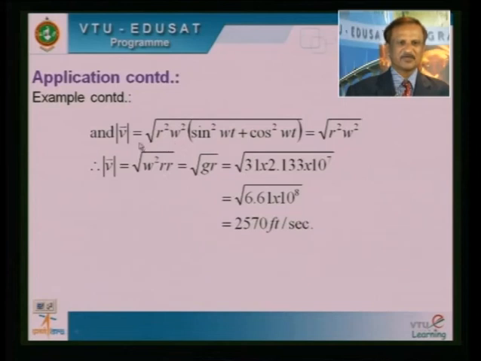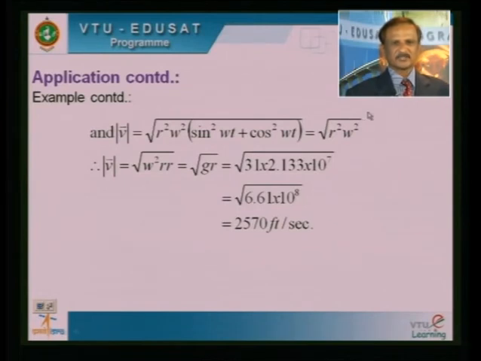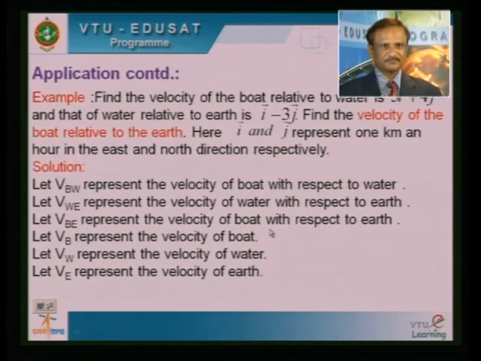Then you can calculate the magnitude of V. As I have mentioned, coefficients of i, j, k. Here R square omega square is common, sin square theta plus cos square theta form. I hope this can be replaced by 1. So that is why you will get the square root of R square omega square. Therefore V is equal to omega R, that is, square root of g into R. You know all the values, so you can substitute and simplify. I hope you will get 25,700 feet per second.